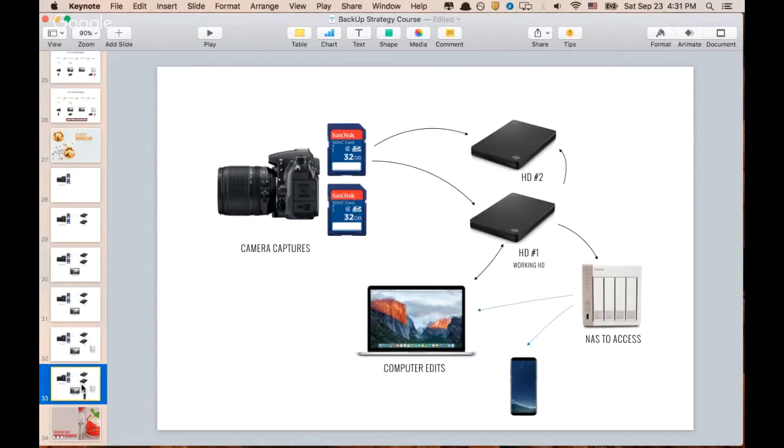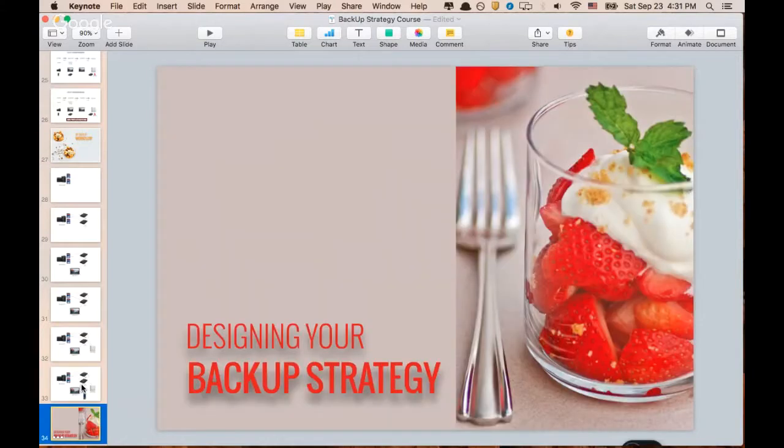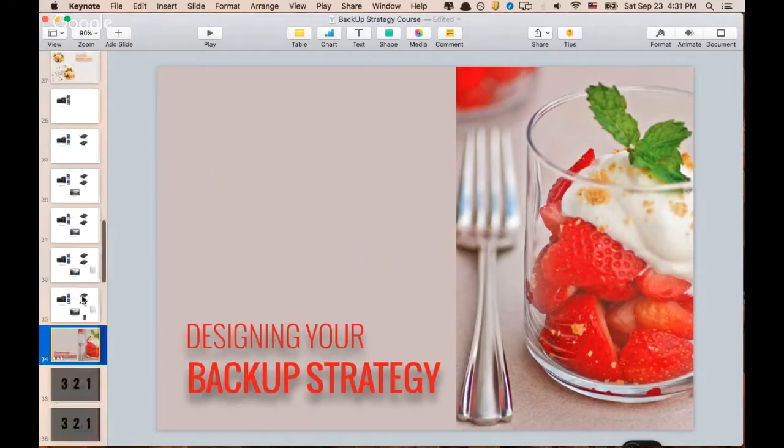So now I've given you one example of the workflow. Now we will start talking about how you design your strategy. So I'm going to take a quick sip of water and go back.